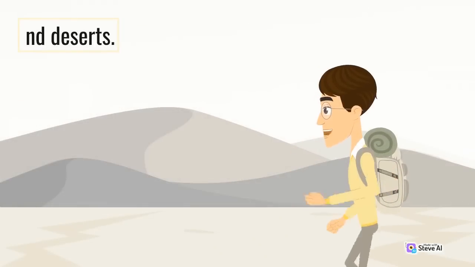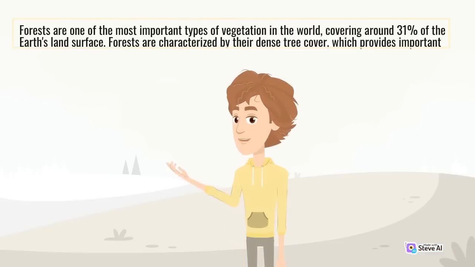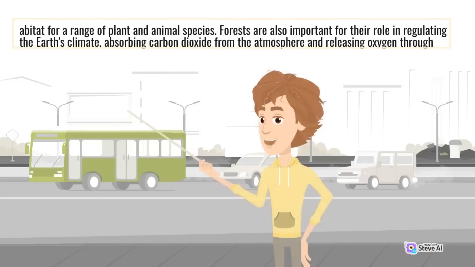and deserts. Forests are one of the most important types of vegetation in the world, covering around 31% of the Earth's land surface. Forests are characterized by their dense tree cover, which provides important habitat for a range of plant and animal species.